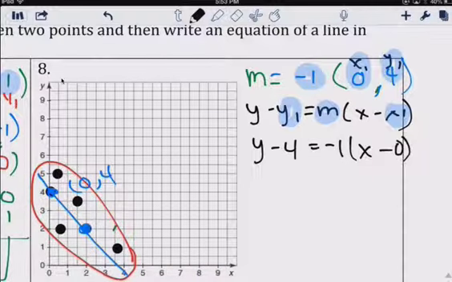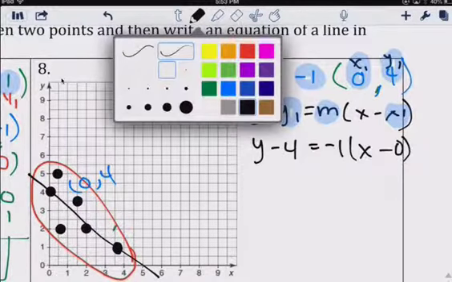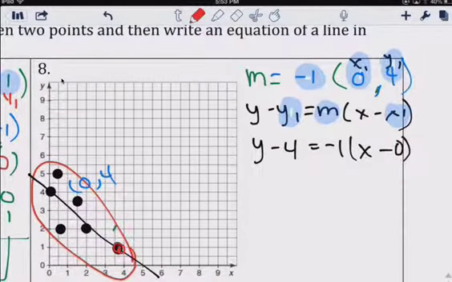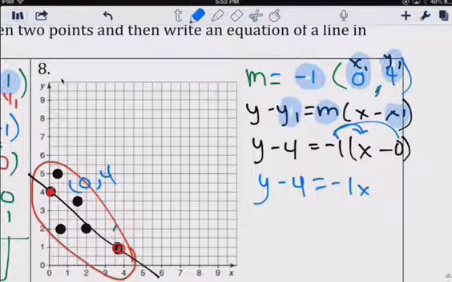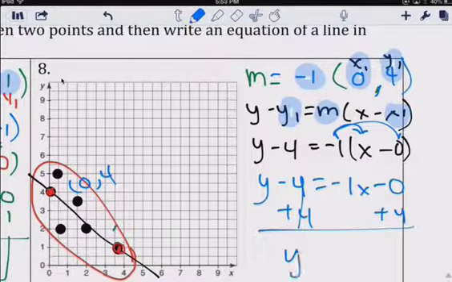In class, I've mentioned that. You could have chosen 0 and this way. You choose these 2 points here. This is close enough to center. That's fine also. Okay, so y minus 4 equals negative 1 times x minus 0, add 4, you get y equals negative 1x plus 4.